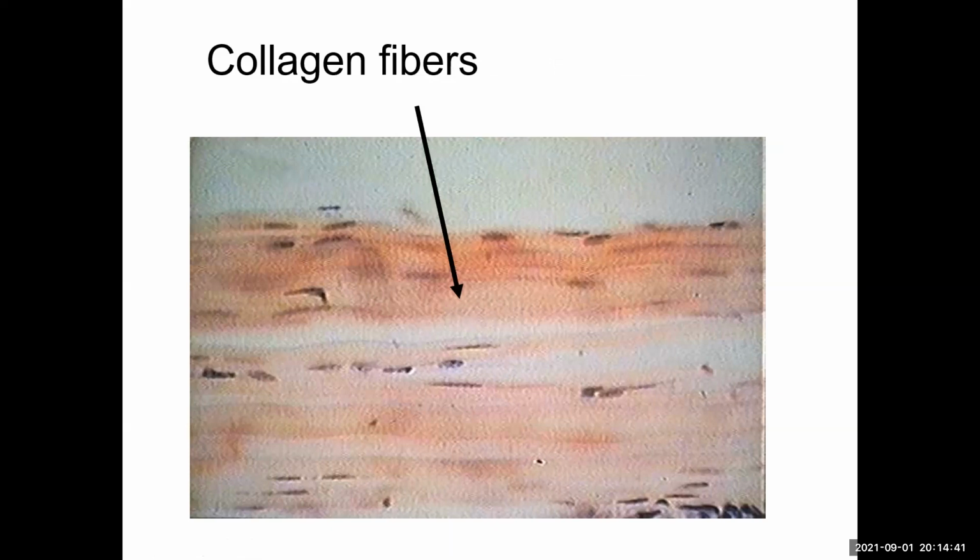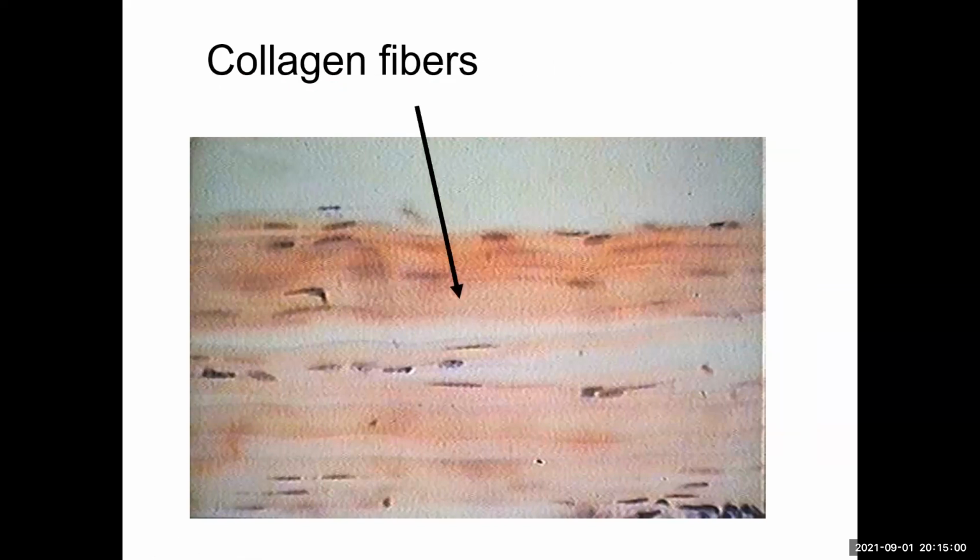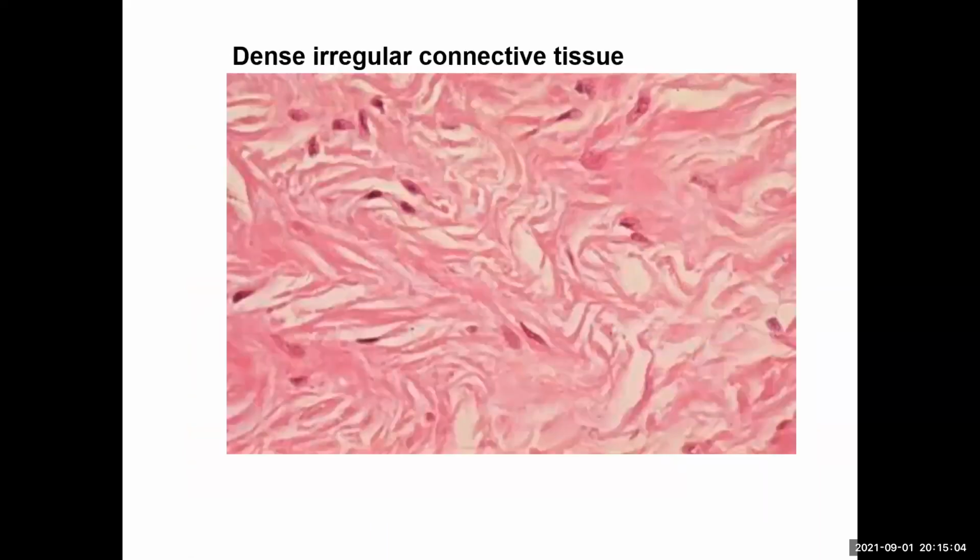But this type of connective tissue is very strong. Remember, this is the one that can resist stresses very well in one direction. So you're going to see dense regular connective tissue in ligaments and in tendons. Ligaments and tendons. The second type of dense connective tissue is dense irregular connective tissue.